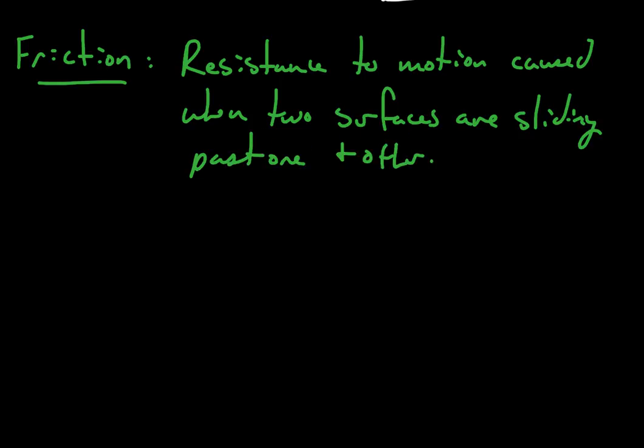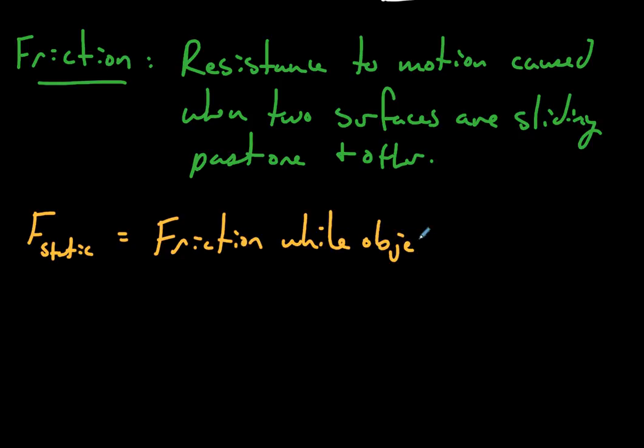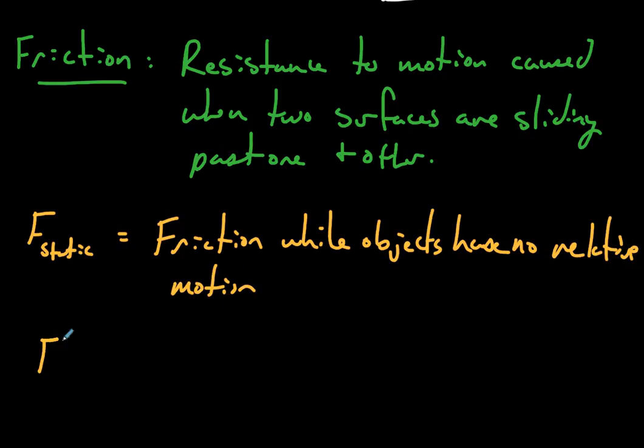And actually, we'll break it into two types. Okay, we will talk about static friction, and this is the friction while an object is sitting still, as the objects have no relative motion. And we'll also mention kinetic friction, which is friction during sliding.